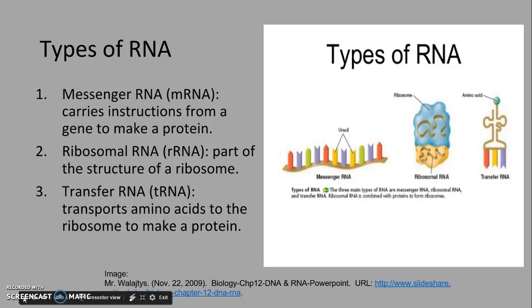There are three types of RNA. Messenger RNA, which is mRNA, carries instructions from a gene to make a protein. Ribosomal RNA, rRNA, is part of the structure of a ribosome. Transfer RNA, tRNA, transports amino acids to the ribosome to make a protein. In the image to the right, you have the mRNA here, the ribosomal RNA here, and transfer RNA here.